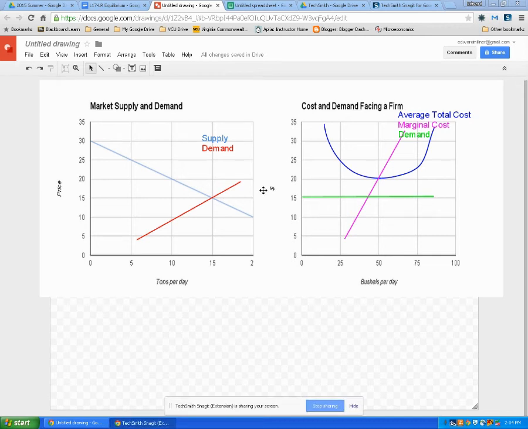Now let's look at what happens when the firms are earning a negative profit or suffering economic loss in a perfectly competitive market. Here's my market supply and market demand. And at this junction, the equilibrium price is 15 and the equilibrium quantity is 15 tons per day. Since the market price is 15, the firm can sell as little or as much as it wants at a market price of 15. So the demand curve is a horizontal line at 15.